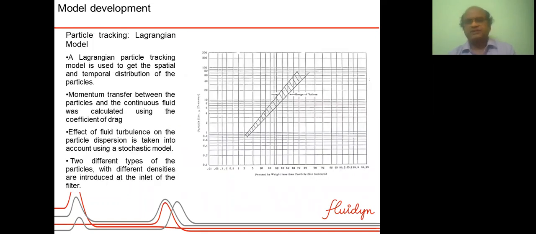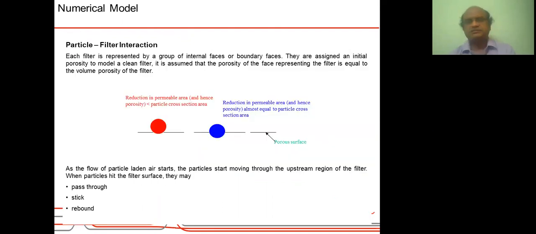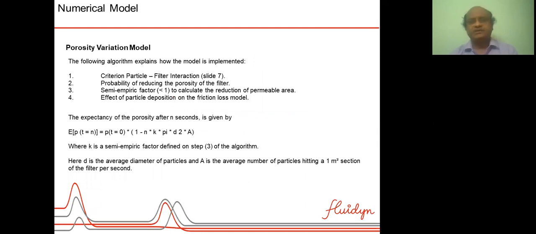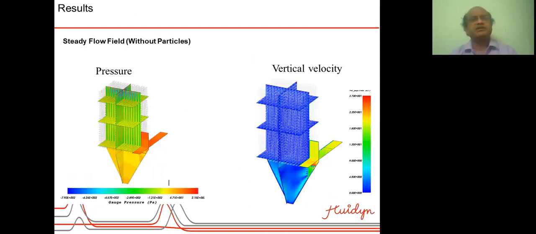Certain particle size distributions were used, and how particle attachment to the filter is modeled is that some portion of the filter is open and some portion is not open. Using a statistical approach, the reduction of porosity and the probability of a particle getting attached to the surface are calculated, and how the porosity will decrease. These models were built and implemented, and the calculations were done.